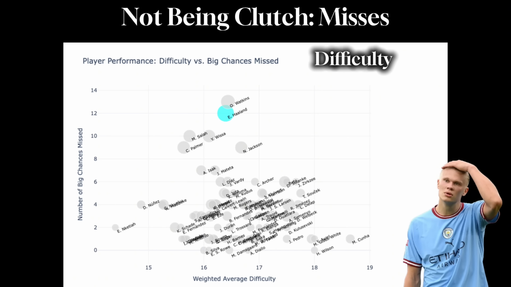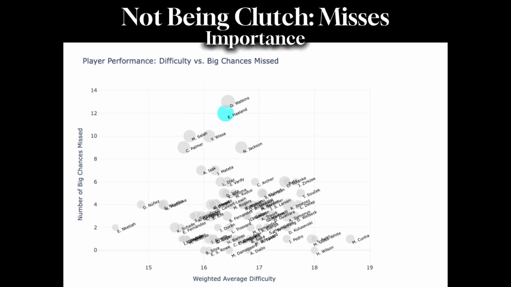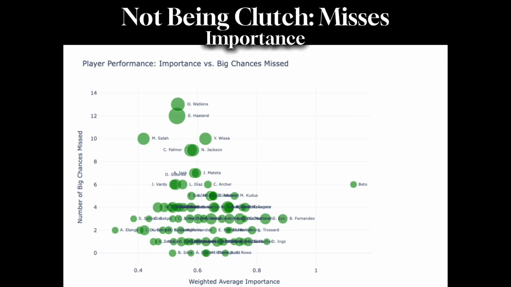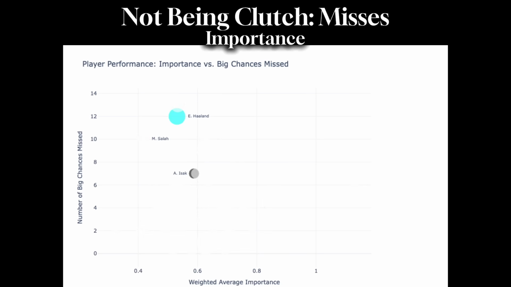Erling Haaland's missed chances skewed towards bigger games than Mohamed Salah and Alexander Isak. Now, let's look at the misses and the in-game importance of each one. Mohamed Salah's misses came in less important moments than Erling Haaland and Alexander Isak.